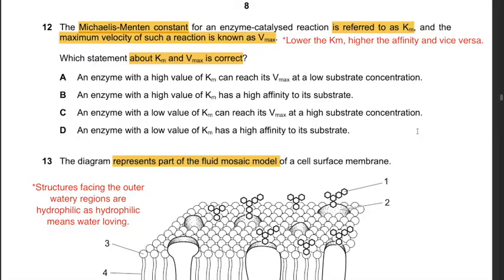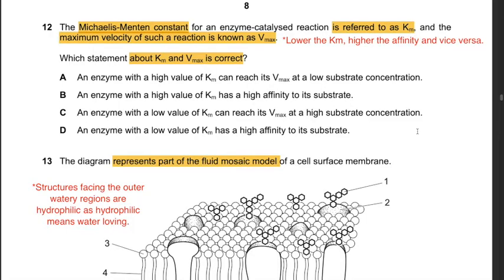Answer A. An enzyme with a high value of Km can reach its Vmax at a low substrate concentration. That is incorrect because a high value of Km means lower affinity. Lower affinity means higher substrate concentration required to reach Vmax, not low substrate concentration. Therefore, A is incorrect. B. An enzyme with a high value of Km has a high affinity. That is again incorrect. The higher the value of Km, the lower the affinity, not high affinity.